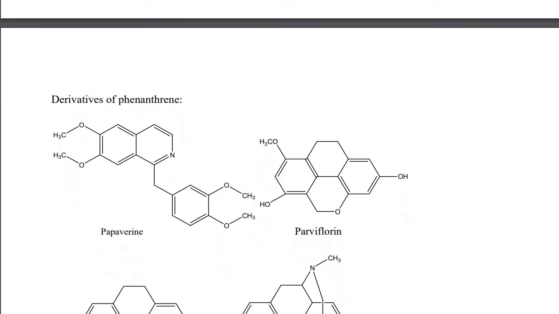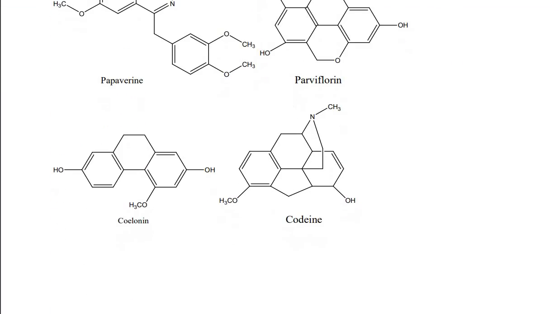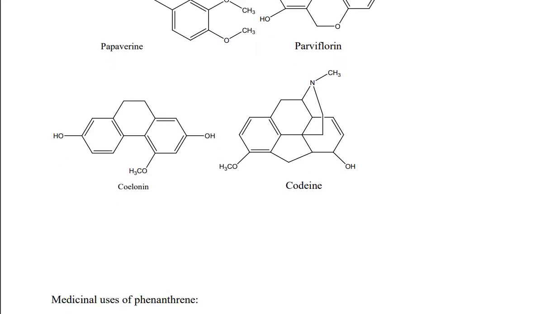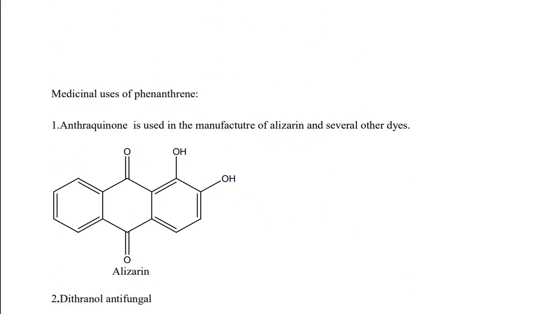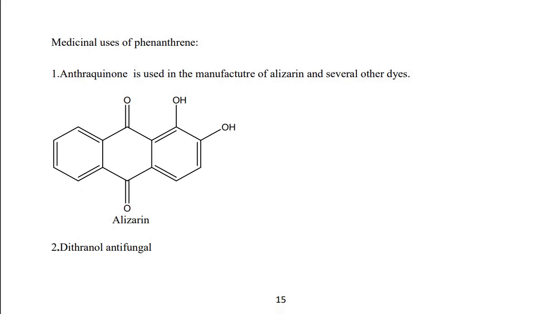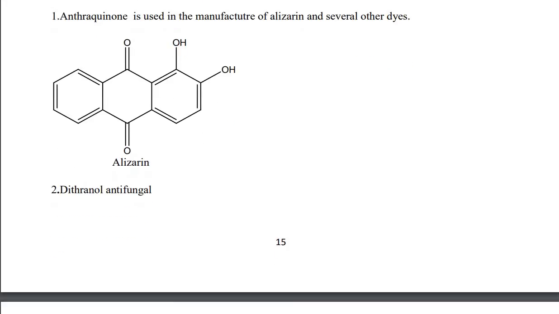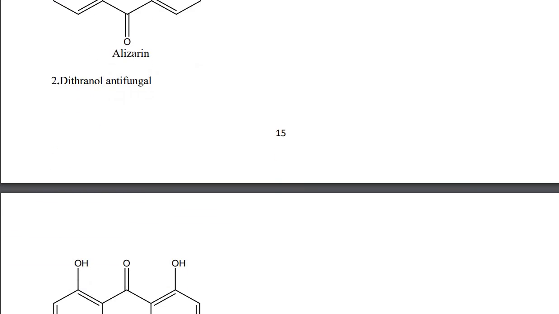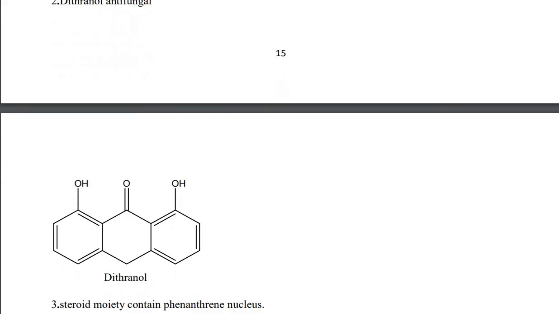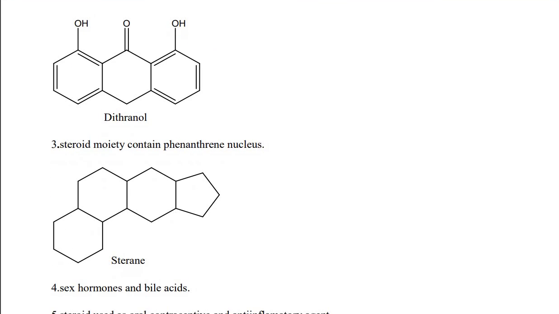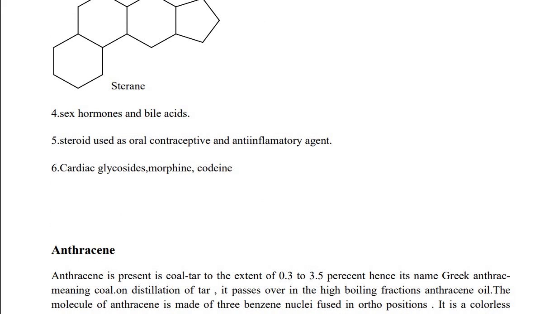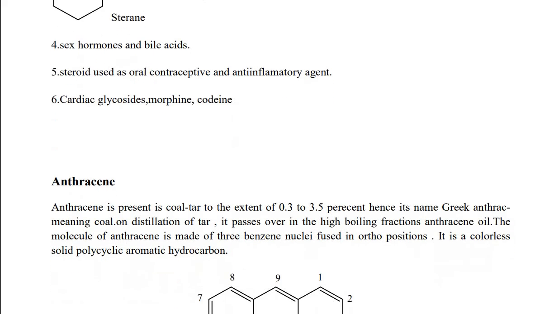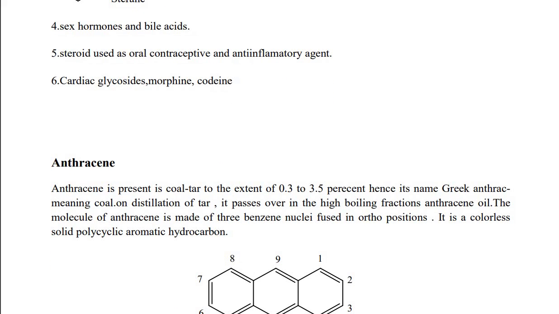So, derivatives of phenanthrene, you can see the papaverine, and codeine contains this ring. Now, medicinal uses of phenanthrene. Anthraquinone is used in the manufacture of alizarin and several other dyes which contain phenanthrene, and dithranol antifungals. You can see the structure, and steroidal moiety contains phenanthrene nucleus, and sex hormone and bile acid contain this ring. Steroids are used as oral contraceptive and anti-inflammatory agent, and cardiac glycosides, morphine, codeine.